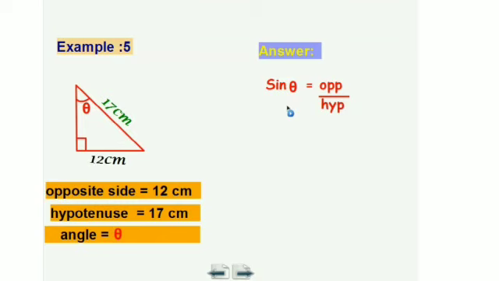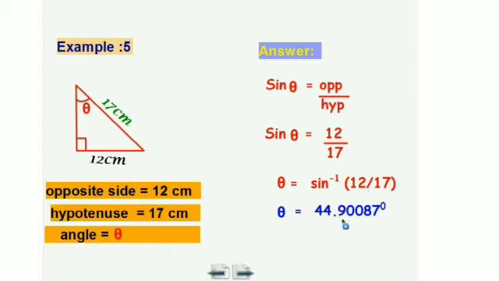So sine theta is equal to opposite by hypotenuse, so sine theta is equal to 12 divided by 17, or theta is equal to sine inverse of 12 over 17. You can use the calculator: shift sine, then this value, and you will get the answer 44.90087 etc. degrees. This is our angle. Now we should write this to one decimal place. So the answer is 44.9 degrees. So we got theta equal to 44.9 degrees. Now go to the next example.